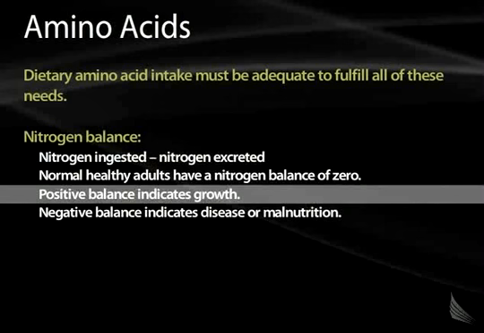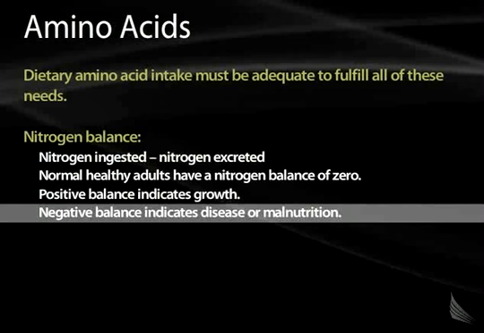Now, if there's a positive nitrogen balance, that is, if you're taking in more nitrogen than you're excreting, that usually means it's an active period of growth where you're adding protein mass to your body. In disease or malnutrition, where amino acids are being consumed for energy without being replaced in the diet, the nitrogen excreted is going to be greater than the nitrogen ingested, and that's a negative nitrogen balance, and that indicates a malnutrition state.